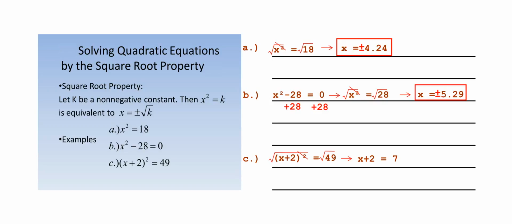7 times 7, 49, right? Oops, let me not forget the plus or minus. There we go. And now to get rid of the 2, so subtraction, opposite of addition. What we do to one side, we must do to the other. And let's realize, in this case, we get 2 possible answers, right? Because of the plus or minus. So it means we get positive 7 minus 2 and negative 7 minus 2. So 7 minus 2 gives us positive 5. And negative 7 minus 2 gives us negative 9. So there are our answers.